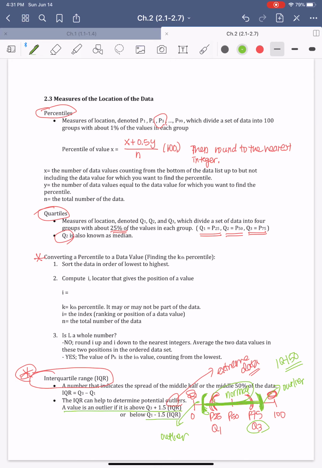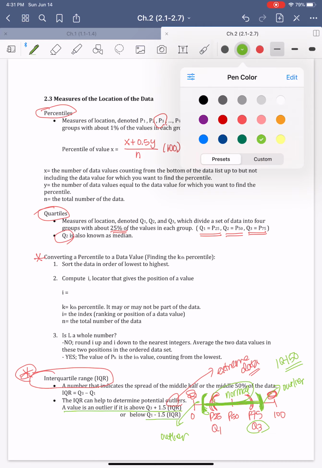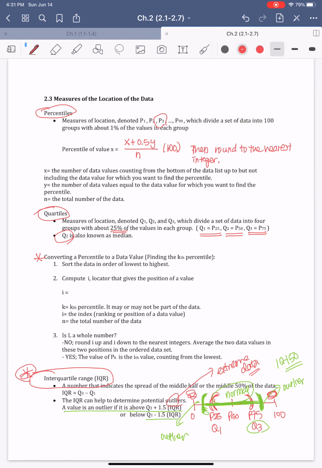Now, going back to converting a percentile to a data value. If we went forward, finding the percentile of a data value, so what data value is representing 25%, now I can go back and ask the other way. What is P sub 25, right? Find the value of the 25th percentile. Then I'm looking at the data value. I want to find out the actual data value. So for this one, there are 3 steps. Sort the data in order from lowest to highest.